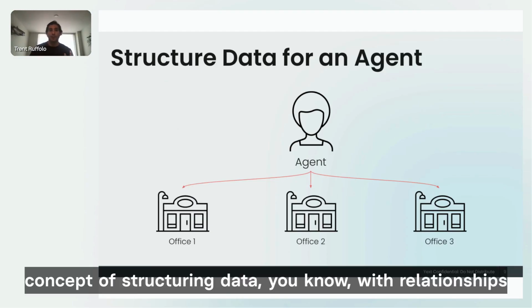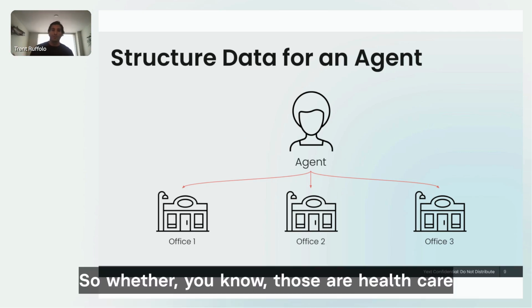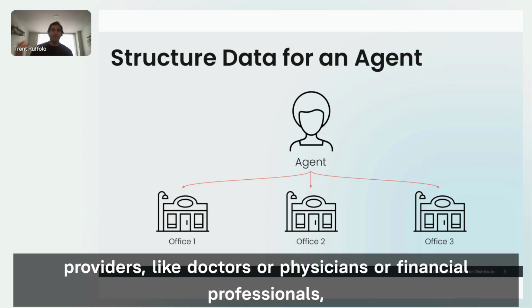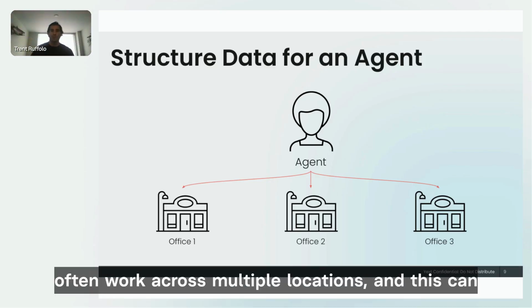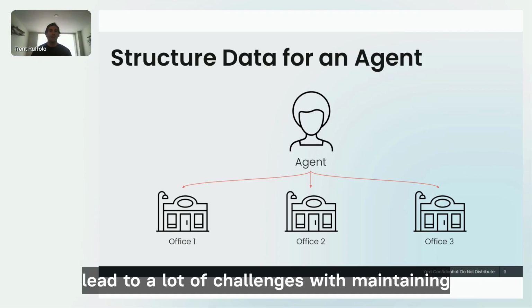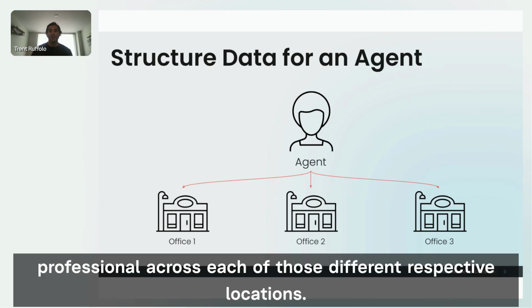And this concept of structuring data with relationships is especially powerful for businesses that have professionals. Whether those are healthcare providers like doctors or physicians, or financial professionals like agents, advisors, mortgage loan officers, these individuals often work across multiple locations, and this can lead to a lot of challenges with maintaining accurate and up-to-date information for each professional across each of those different respective locations.